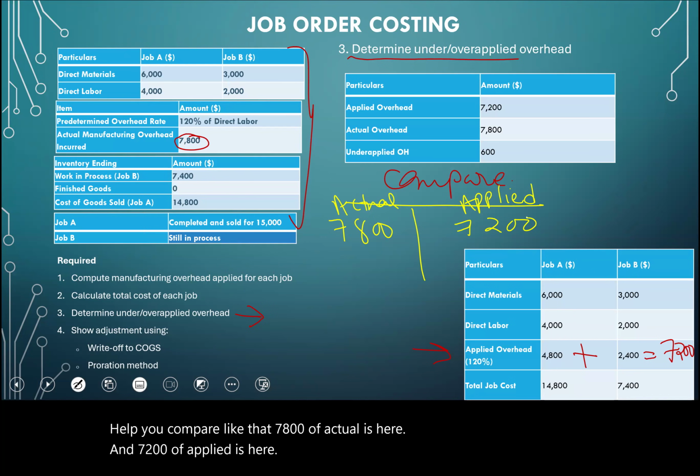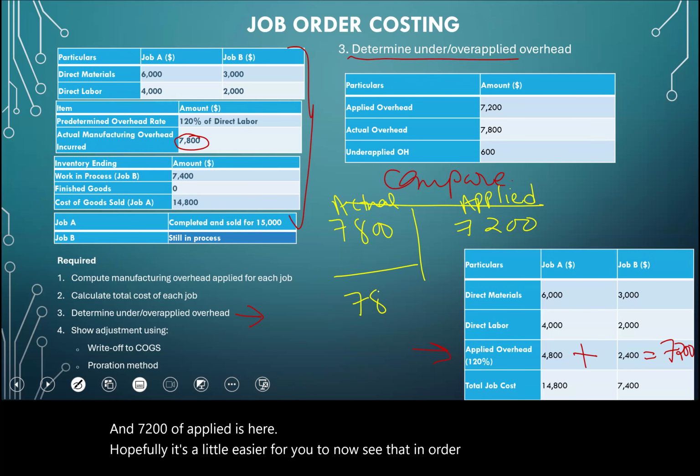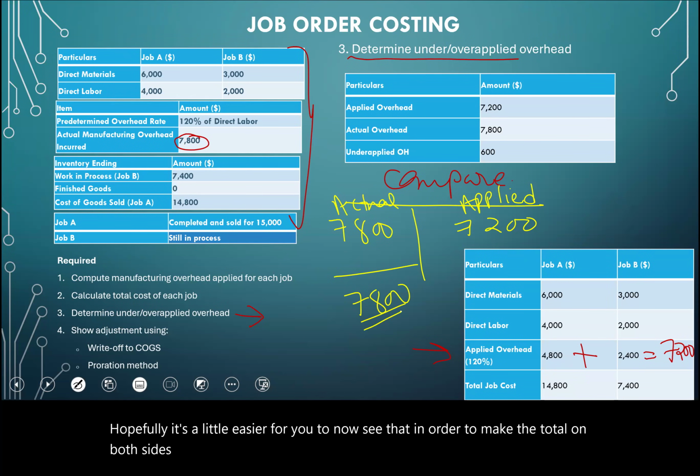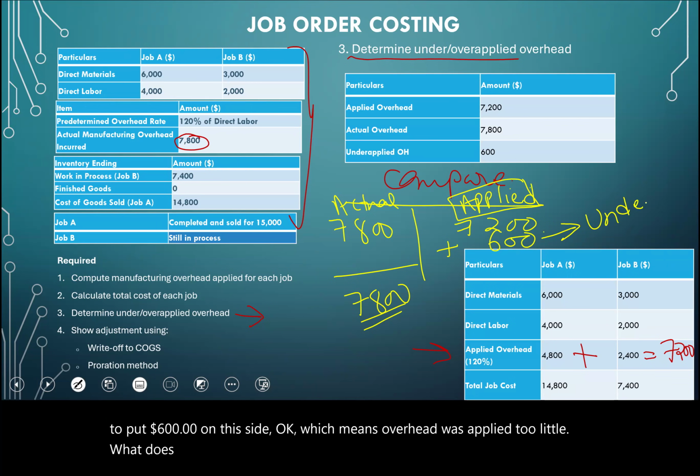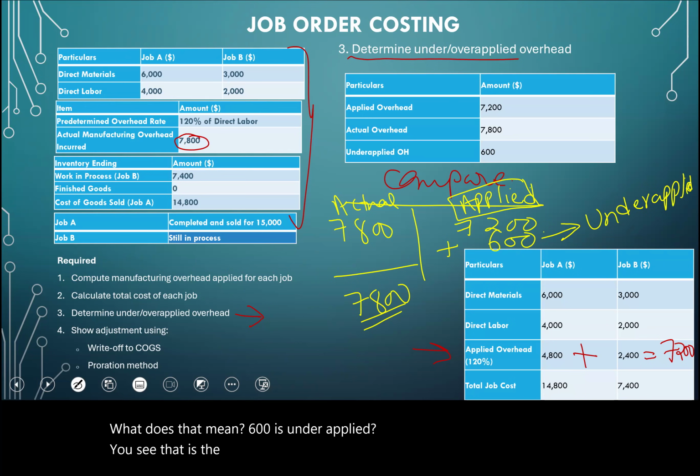Hopefully, it's a little easier for you to now see that in order to make the total on both sides to be 7800, I have very little room, but what is clear is that I need to put $600 on this side, which means overhead was applied too little. What does that mean? 600 is underapplied. You see that?